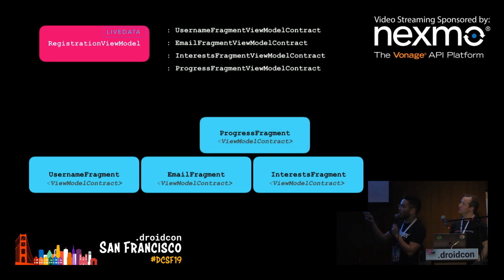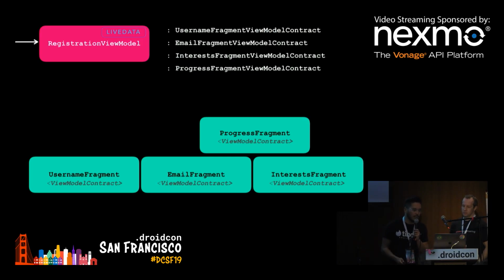So now at this moment, on the username fragment, we have an instance of the view model, but by using the contract, by using that interface. The same thing for the email, same thing for the interest fragment, and same thing for the progress fragment. And that's how we can have it really decoupled and have access to the parent without really calling for the parent itself.